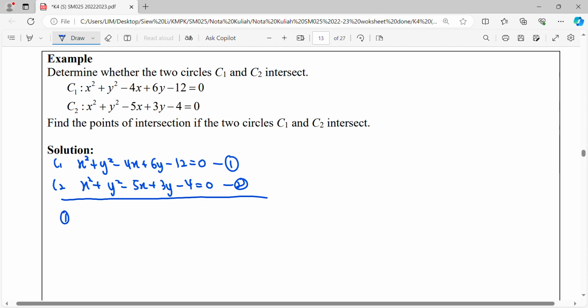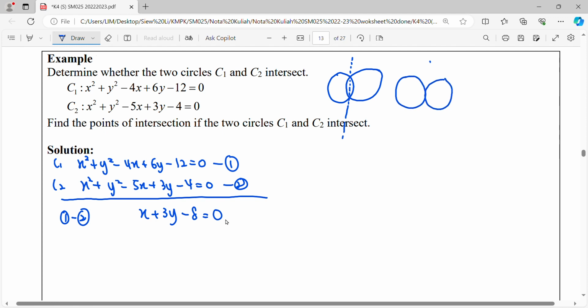where equation 1 minus equation 2, we can see our x squared and y squared cancel out, leaving x plus 3y minus 8 equals 0. So normally when we have two circles intersecting, our first procedure when solving these two simultaneously is actually finding this common line. So you can see a line equation is forming. If the circles intersect at one point, we are also finding this common line.